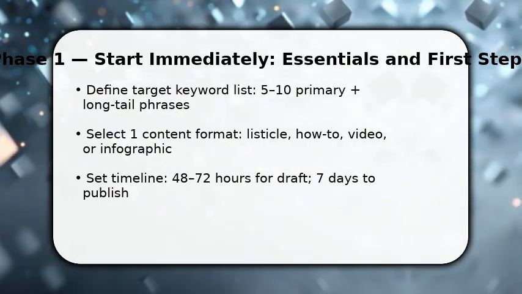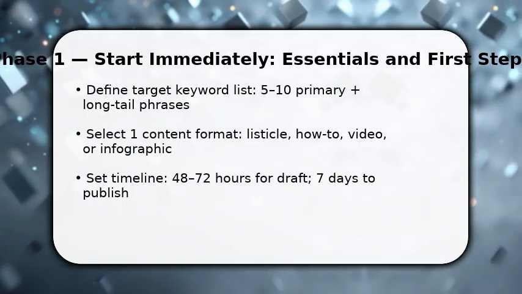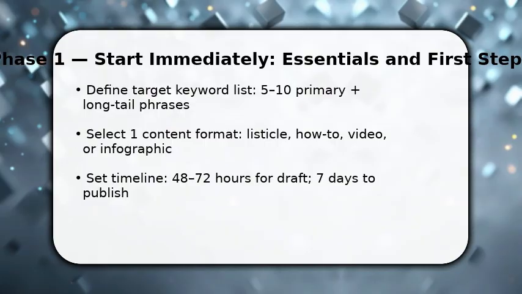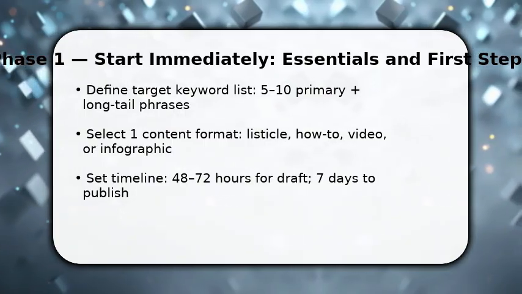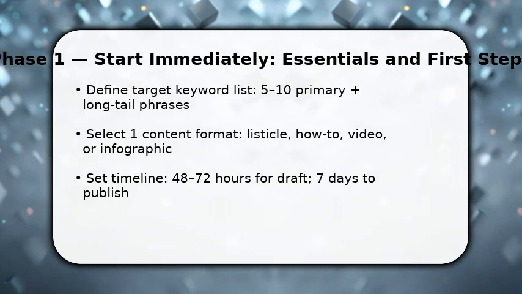Make sure to set a short timeline, 48-72 hours for the first draft and 7 days to publish. You'll see why speed matters. It forces focus and preserves topical relevance, which helps search engines rank your content faster.